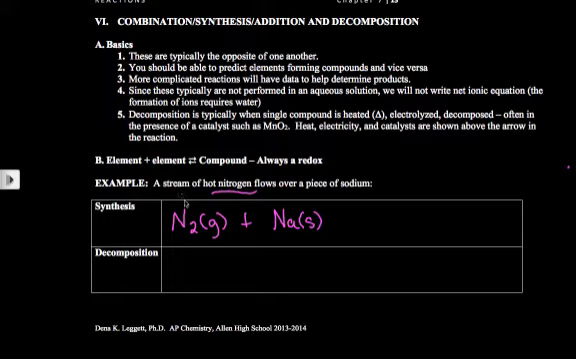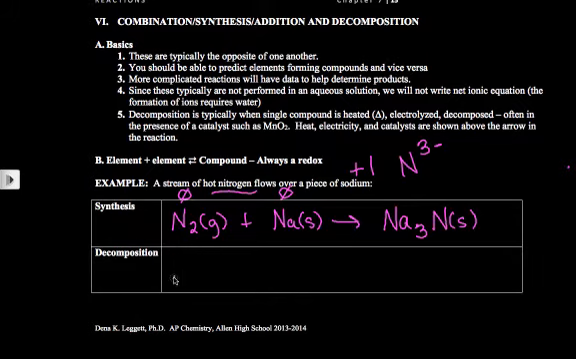Now, pure nitrogen, 0 oxidation. Pure sodium, 0. Now, when sodium goes into an ionic compound, it's +1. When nitrogen is in an ionic compound, its oxidation number is -3. In ionic compounds, you make nonmetals the most negative they can be. So I would get Na3N solid.